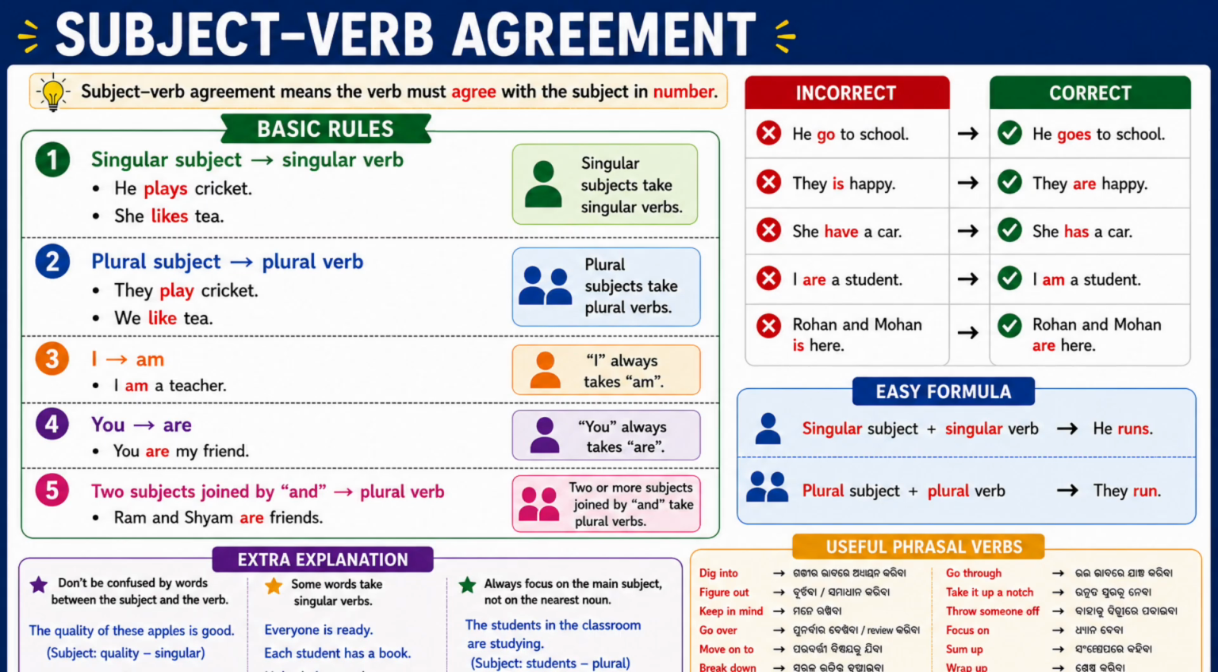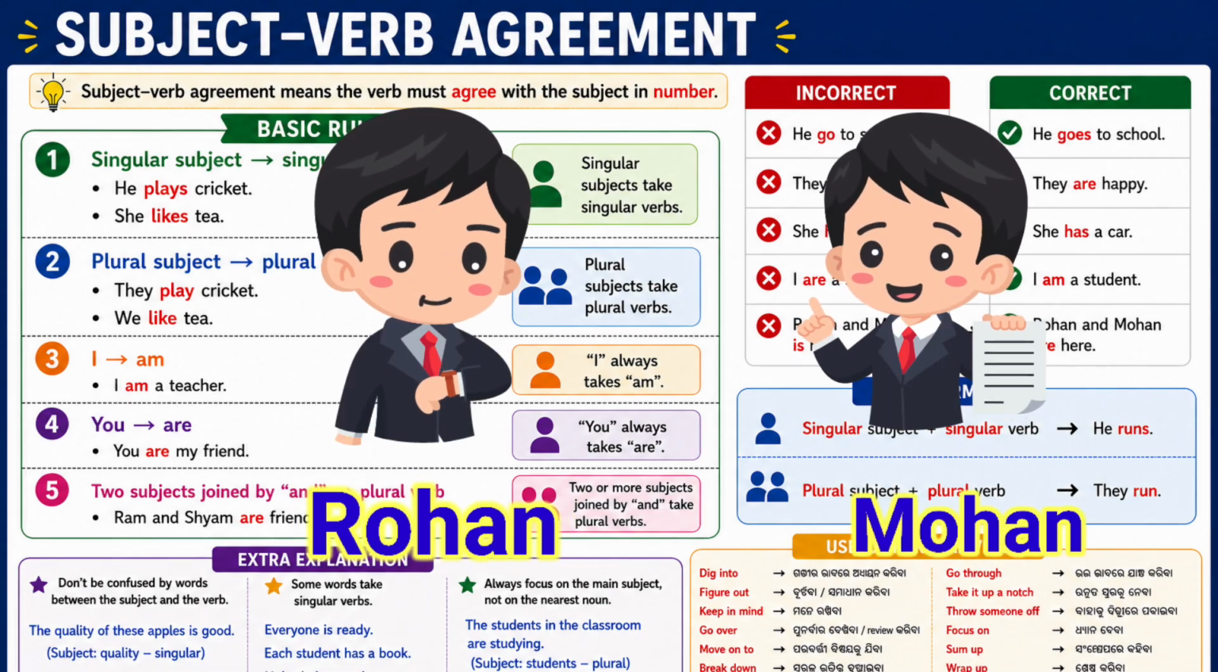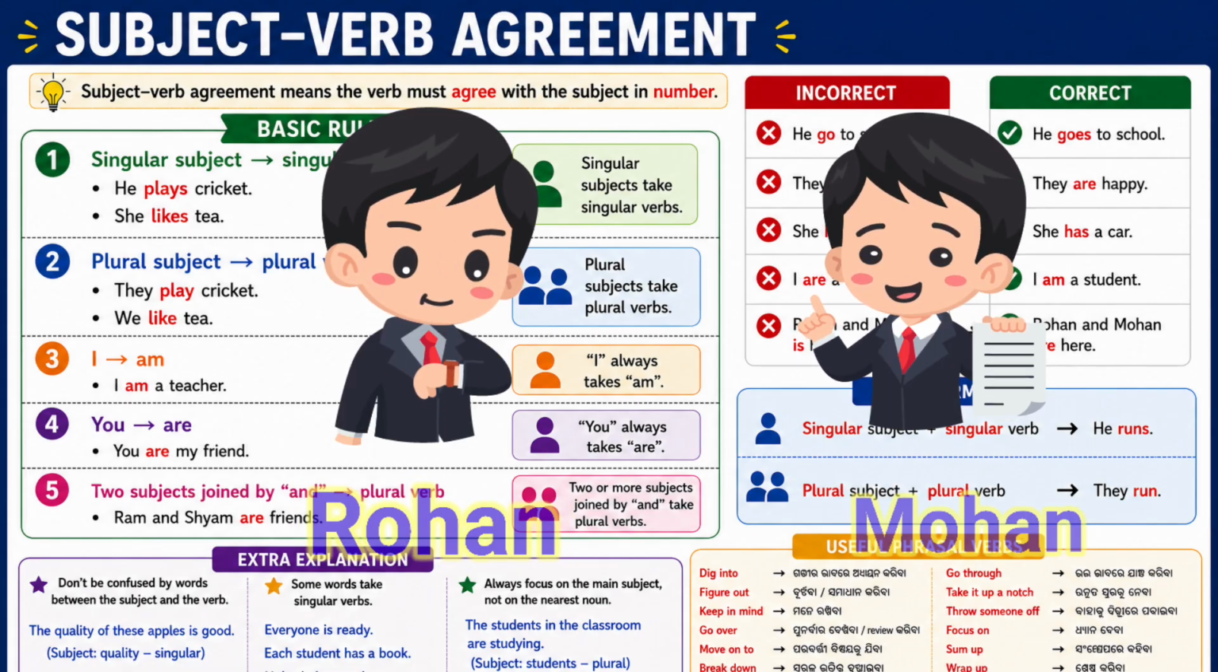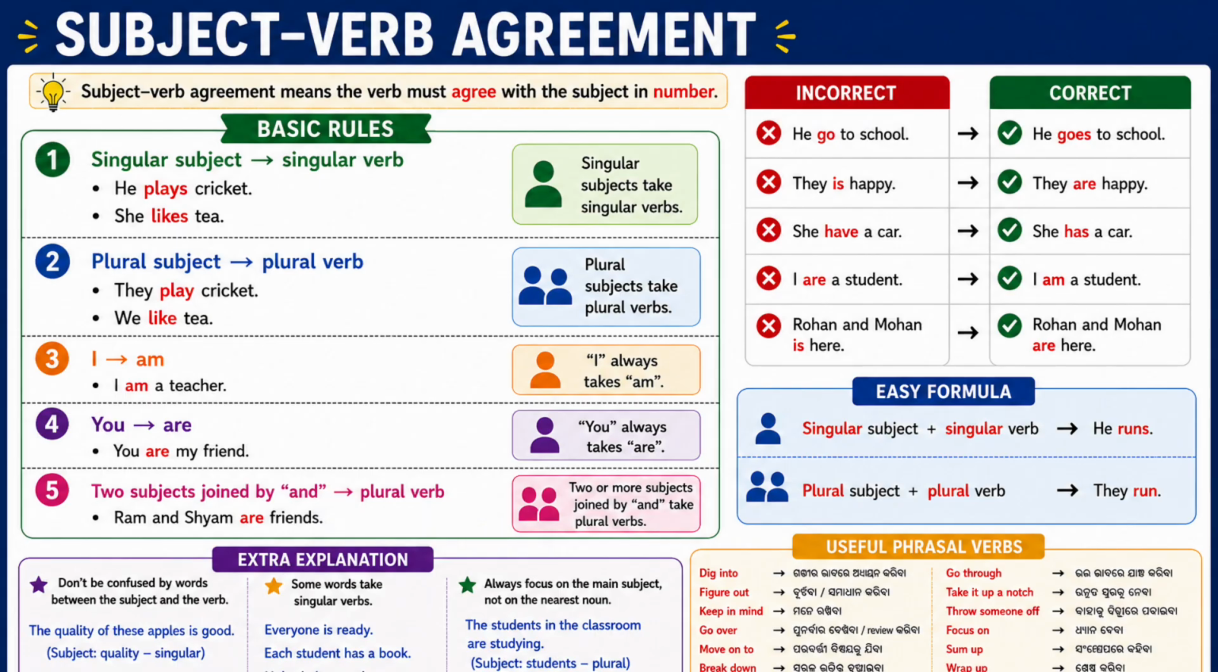Next, I are a student. No. I am a student. Remember that. I always takes am. And finally, Rohan and Mohan is here. No, Rohan and Mohan are here. Two subjects joined by and normally require a plural verb.